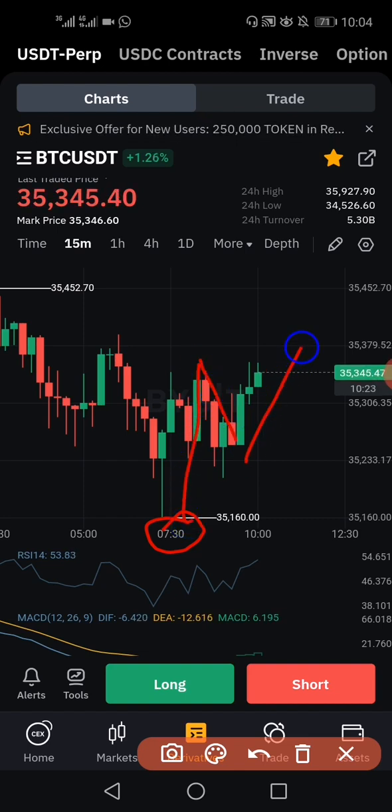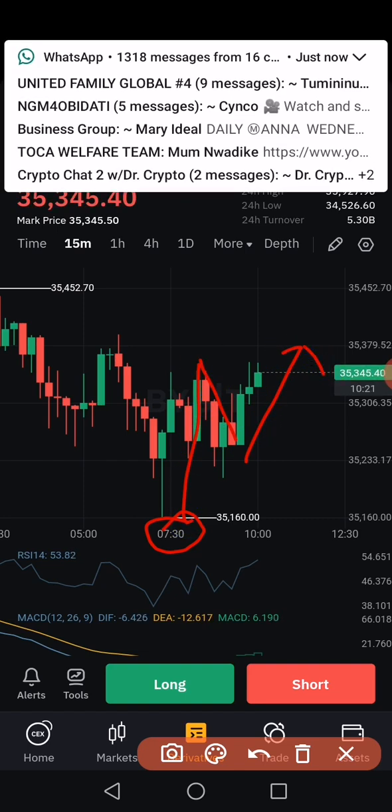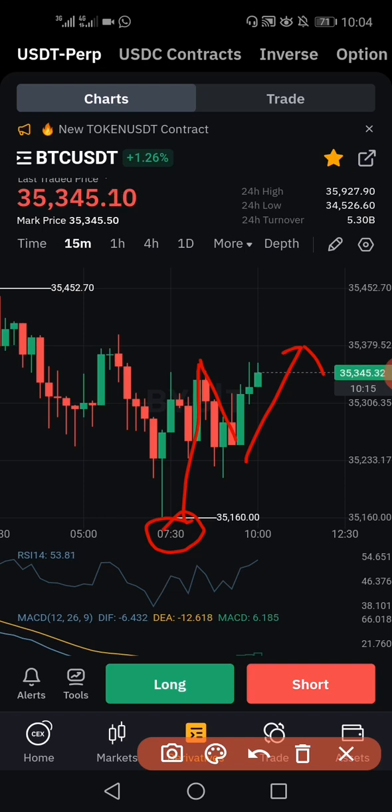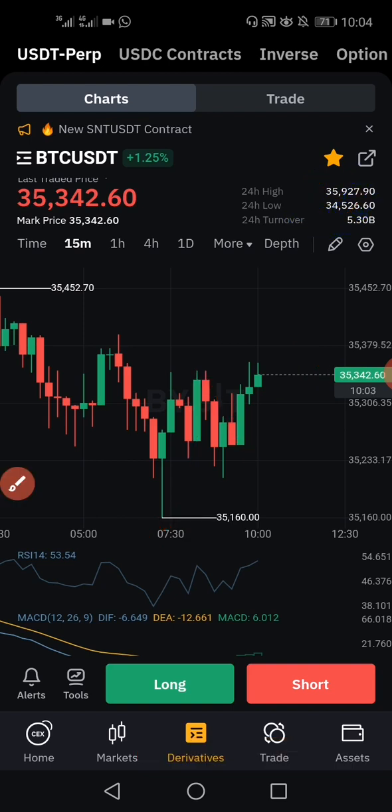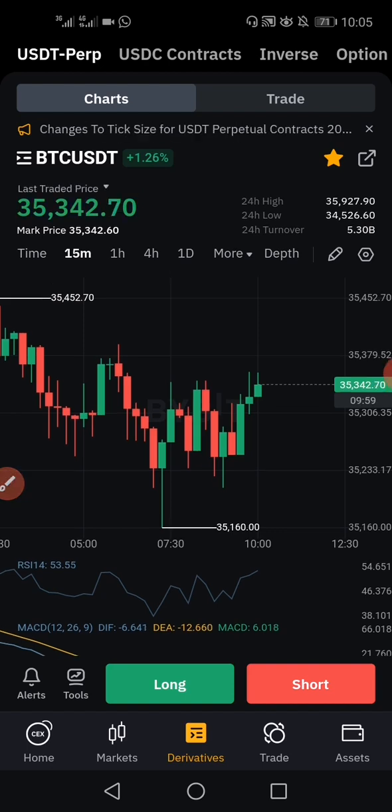It's as if it wants to go up, as if it's about to make its move up. So Bitcoin this morning is actually trying to go up. Let's hope it's going to break the price of 35,927 that it hit yesterday. This is the 24-hour low, 34,005 something, and this is the 24-hour high, 35,000 something.